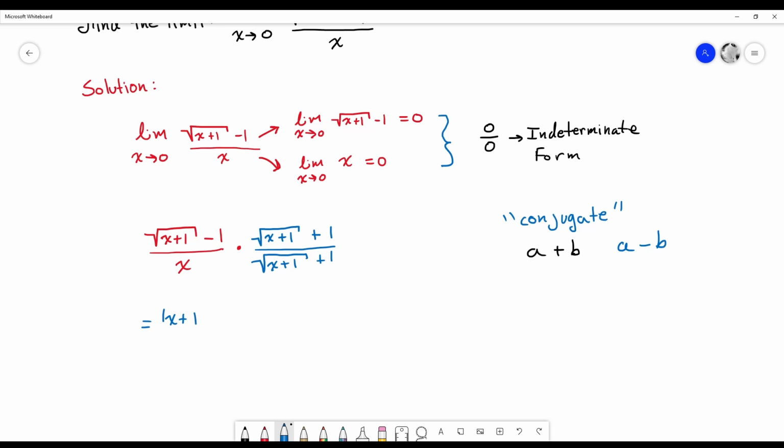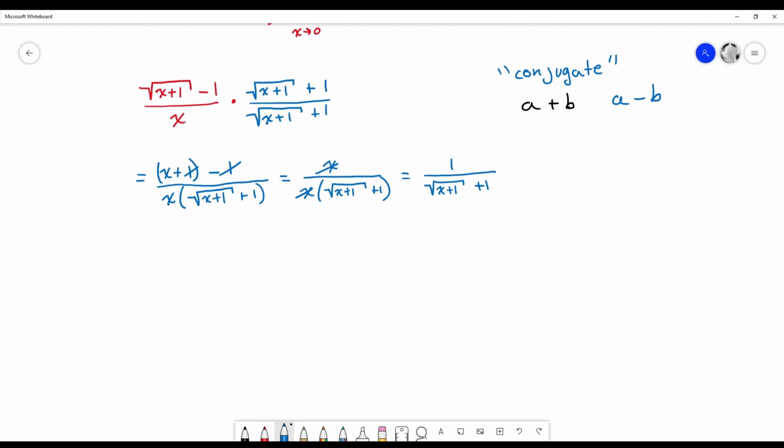But when I do that, in the numerator, the square root goes away, and I end up with x plus 1 minus 1. And then in the denominator, I'm just going to put things together. Don't worry about combining anything. Just leave it like that. Because notice that in the numerator, 1 minus 1 cancel each other out. I'm left with an x in the numerator. And notice that there's an x in the denominator, so they cancel each other out. And I'm left with this form, 1 over the square root of x plus 1, plus 1.